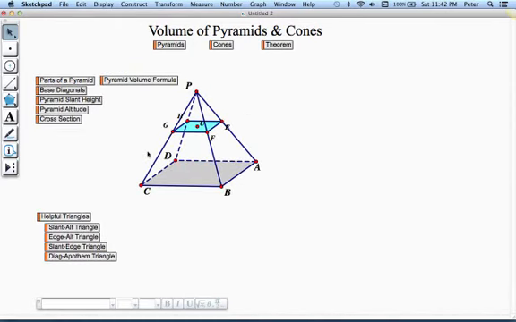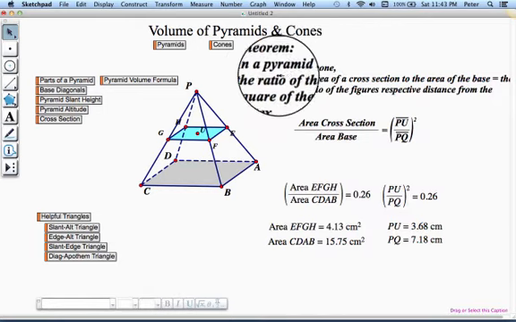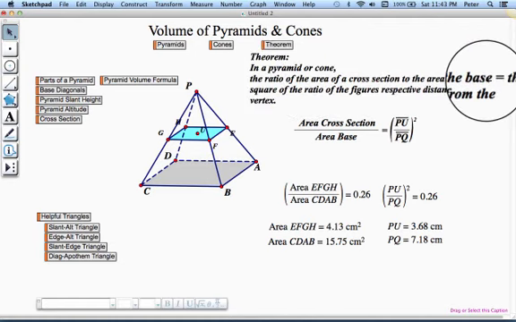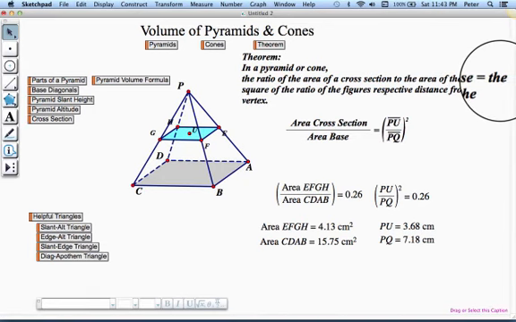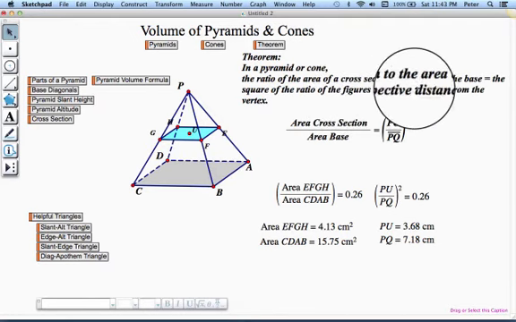You'll recall that a cross section is the intersection of a plane and a solid like a pyramid. And if this cross section is done parallel to the base, the cross-section will be similar to the base. So, given that condition, we have an interesting theorem, and it reads as such. In a pyramid or cone, the ratio of the area of a cross-section to the area of the base equals the square of the ratio of the figure's respective distance from the vertex.